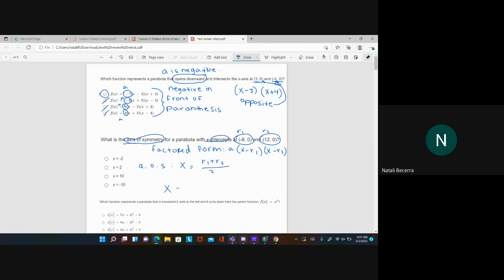So we just plug it in. What is my r1? We said it was -8, plus r2, we said it was 12, divided by 2. Okay, you put this in the calculator, -8 plus 12, that's 4, divided by 2 gives you 2. Or just put this entire thing in the calculator and it gives you 2. Okay, so the answer is 2. All right, moving on.